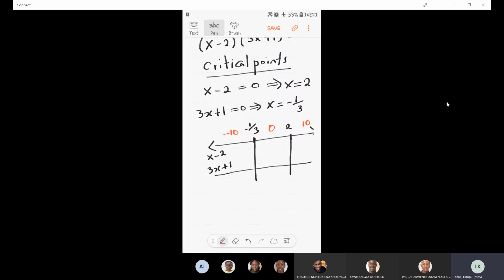And what you do is you substitute each of the representatives into the factors, and then you see is your answer positive or negative. So in the first one, negative 10 minus 2, negative. Negative 10 times 3 plus 1, negative. 0 minus 2, negative. 0 times 3 plus 1, positive. And then 10 minus 2, positive. 10 times 3 plus 1, positive.